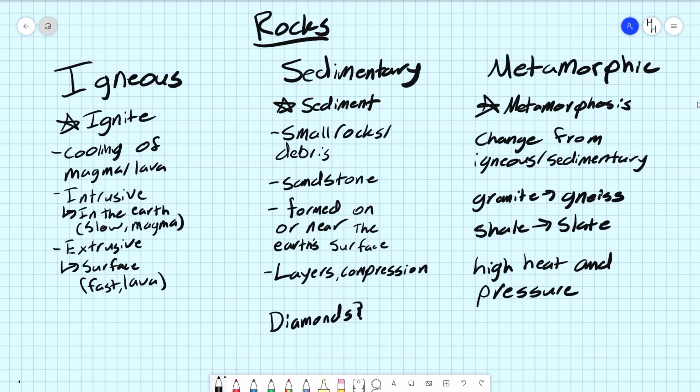If you want to look a little bit more deeply into this topic, try sitting down with your student and figuring out what type of rock diamonds are, and then Googling the answer to check it once you're done.